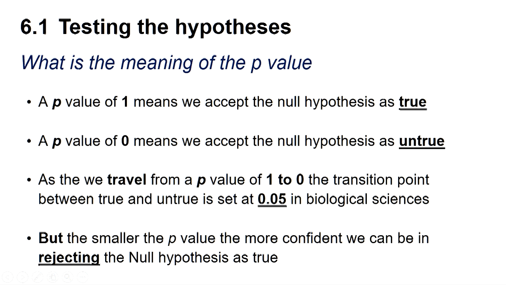So what is the meaning of the p-value? A p-value of 1 means we can accept the null hypothesis as true, whereas a p-value of 0 means we can accept the null hypothesis as untrue. As we travel from a p-value of 1 to 0, the transition point between true and untrue is set at 0.05 in the biological sciences. But the smaller the p-value, the more confident we can be in rejecting the null hypothesis. And for some experiments, a transition p-value of 0.01 or even 0.001 may be preferable.